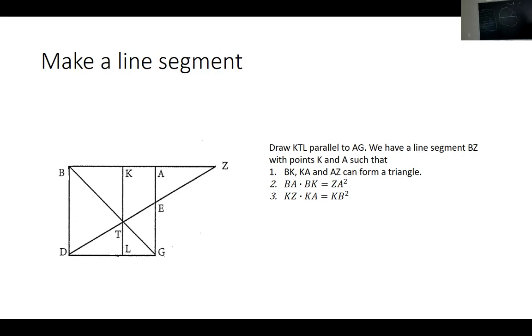And BA times BK equals AZ squared, and KZ times KA equals KB squared. So remember what we mean by that. We mean that the rectangle whose sides are BA and BK has that same area as the square on AZ. And similarly, the rectangle whose sides are KZ and KA has the same area as the square on KB.